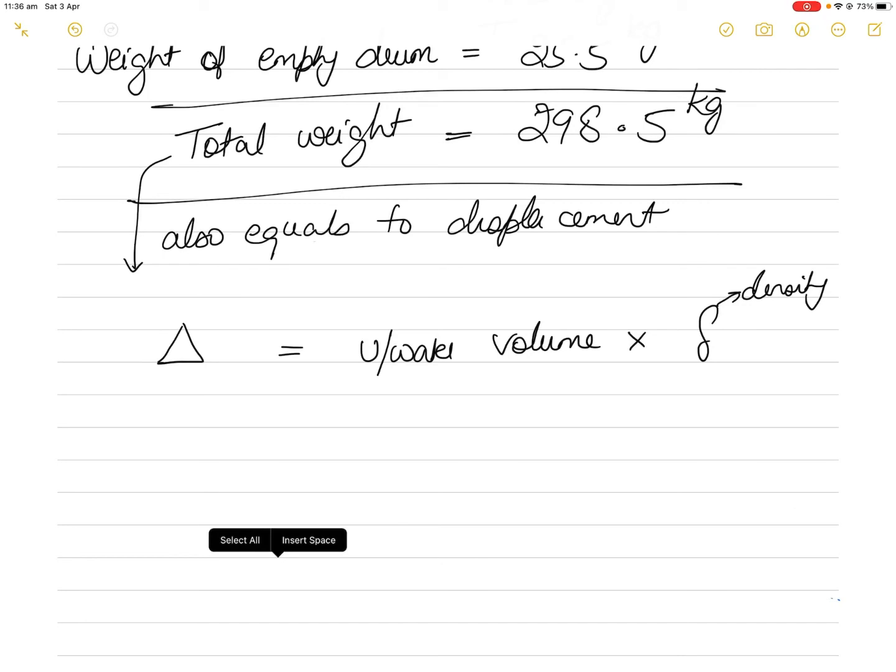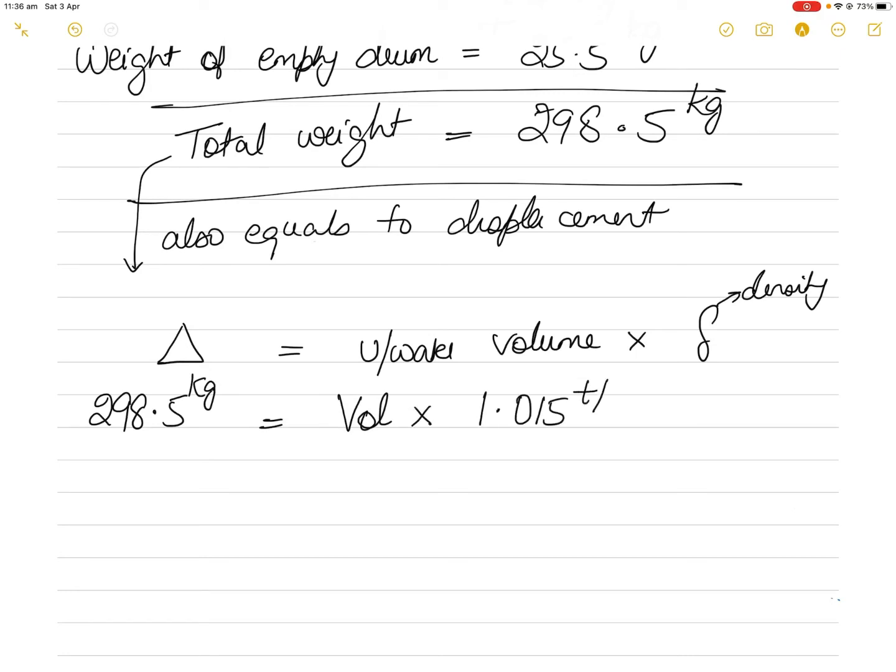So in this case, we already know the total displacement after the lube oil has been loaded, which is 298.5, but it is in kilograms. Underwater volume, we don't know, so we'll keep it as underwater volume. And what is the density? 1.015, but what? Tons per metric cube. Now here one is in tons, the other is in kilograms.